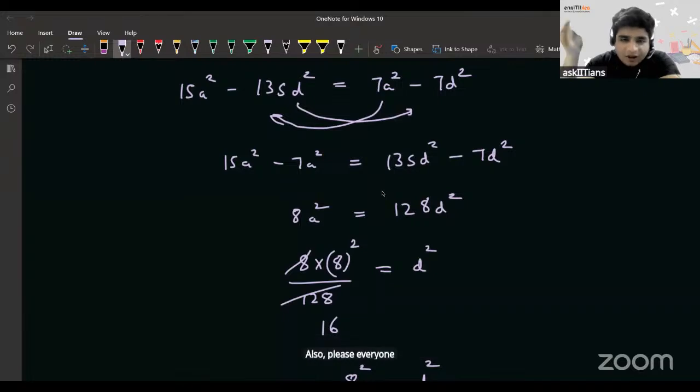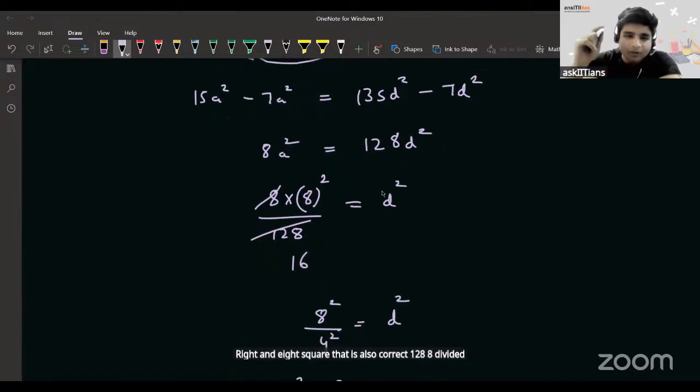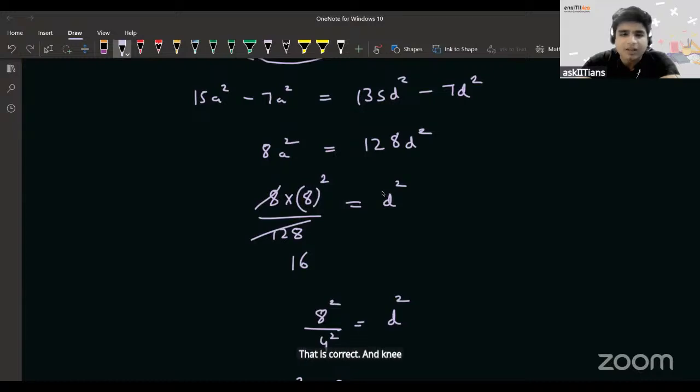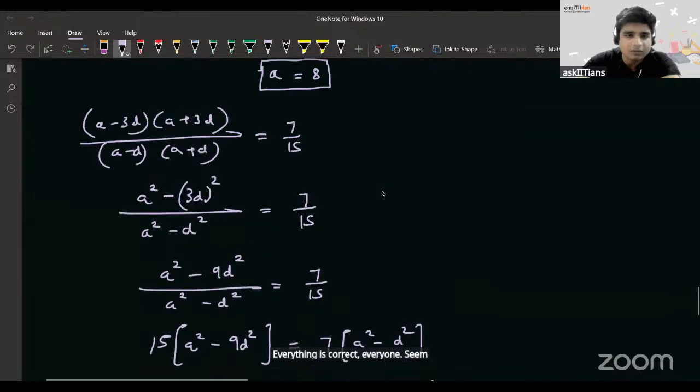Please check the calculations if they are all correct. 15 minus 7, that's 8. Indeed, it is 8. Right. And 8 square, that is also correct. 128. 8 divided by 128. So 48. 8 divided by 48. 16. That is correct. No, I don't think there is any problem over here. Everything is correct, everyone.